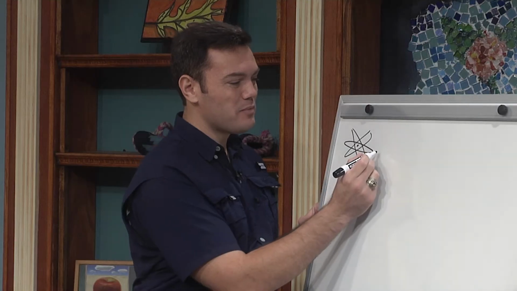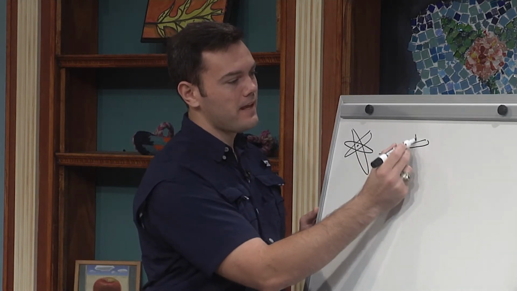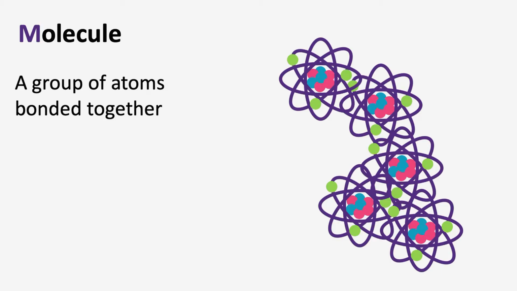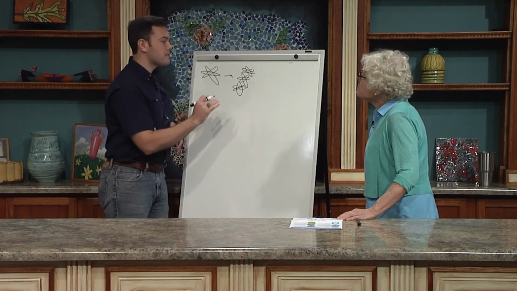So when you have a group of atoms, they come together to form molecules. And so you've heard of molecules before. Water is an example of a molecule. Caffeine is a molecule. Sucrose is a molecule. A molecule is just a group of atoms. It's as simple as we're going to get. So there are different types of molecules.